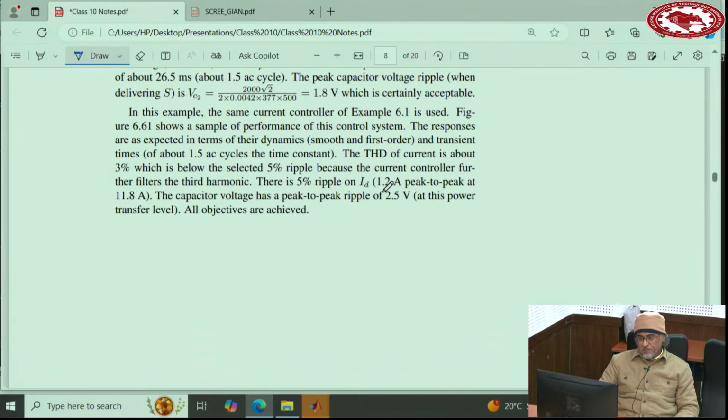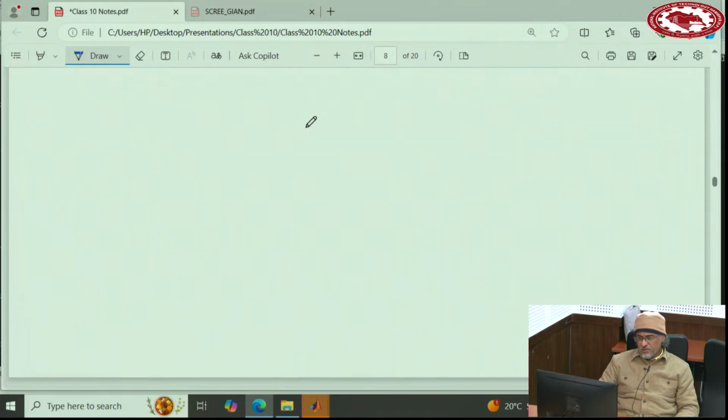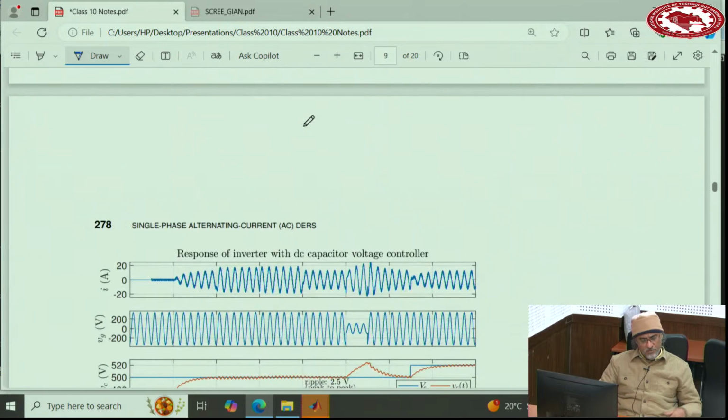Okay. Then the voltage double frequency ripple is 1.8 volt. This does not depend on control parameters, no problem. And then K0 is there. The other parameters for the current control loop we already designed. We only needed to design K0 and capacitor.